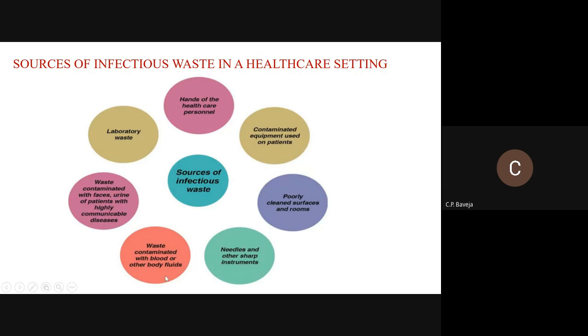Then waste contaminated with blood or body fluid. Any waste which is contaminated with blood or body fluid is infectious waste. Waste contaminated with feces, urine, so body fluids are there. Feces and urine of patients with highly communicable diseases. And then laboratory waste, anything used in the laboratory, like culture media and some chemicals used in the laboratory, that is laboratory waste.